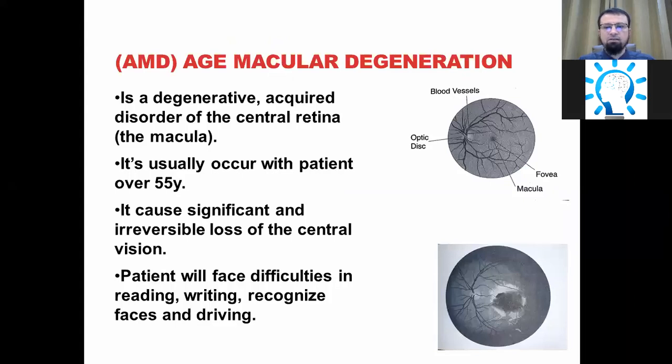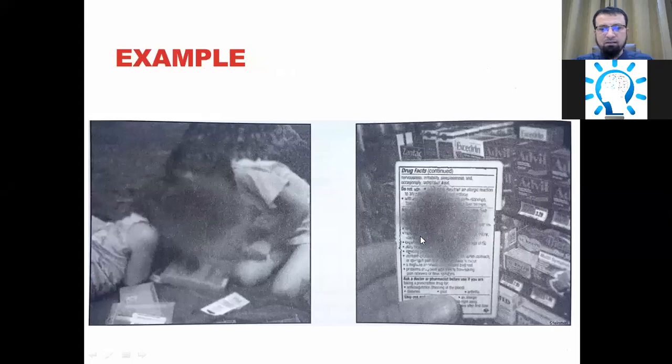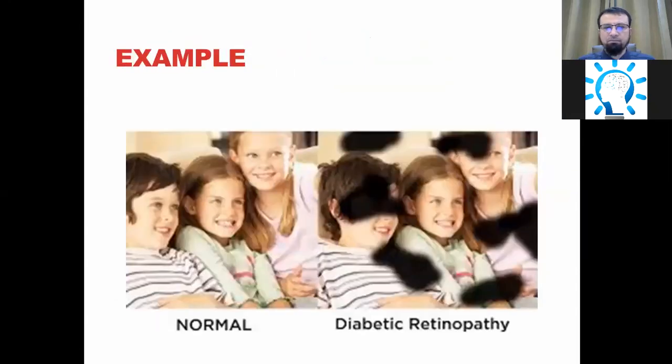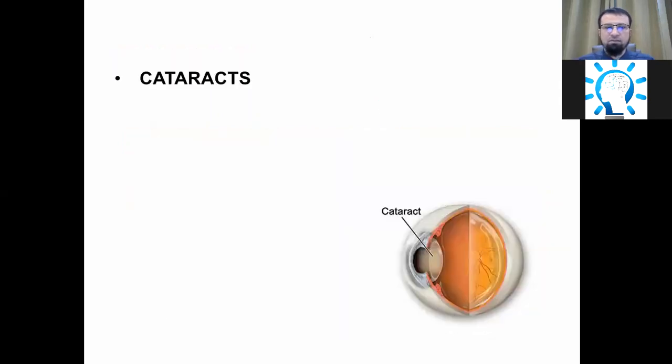Age-related macular degeneration happens because of a degenerative acquired disorder of the central retina. It occurs after 55 years, and it causes significant and irreversible loss of central vision. As we see here, the patient will not be able to see in the middle, not on the edges like in glaucoma. And this is diabetic retinopathy. The patient will be able to see, but there are some patches the patient will not be able to see. This is how a patient with diabetic retinopathy can see. See how annoying it is. This is from the eye itself. And cataract.